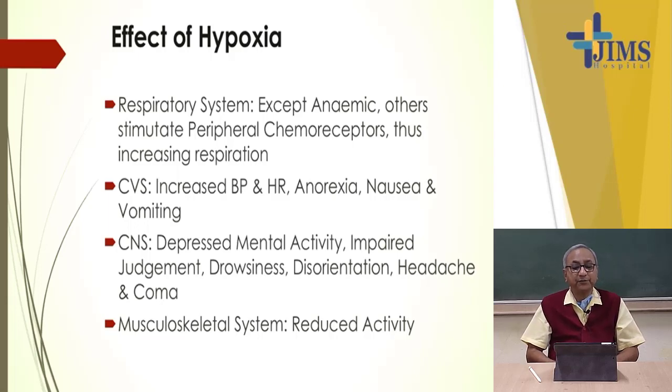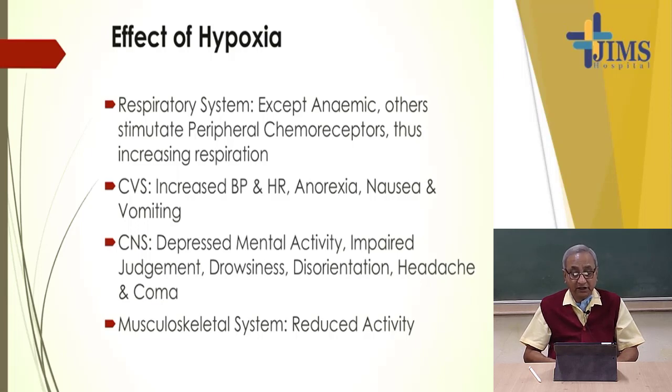What are the effects of hypoxia in the respiratory system? Except for anemic hypoxia, others stimulate peripheral chemoreceptors, thus increasing the respiration in frequency and in volume. In the cardiovascular system, there is an increase in blood pressure and heart rate. Anorexia, nausea and vomiting occur in hypoxia. These are all reflex mechanisms.